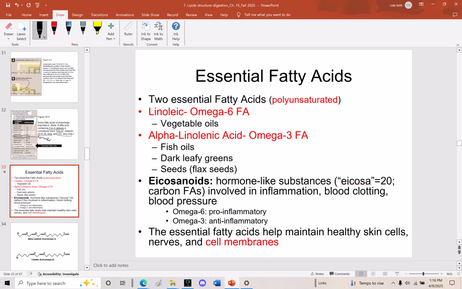So these eicosanoids, there are 3 types we're going to talk about. We're going to talk about prostaglandins, thromboxanes, and leukotrienes. All three of those are eicosanoids. They're 20 carbon long hormone-like substances that are inflammatory or anti-inflammatory. But prostaglandins are just a type of eicosanoid.